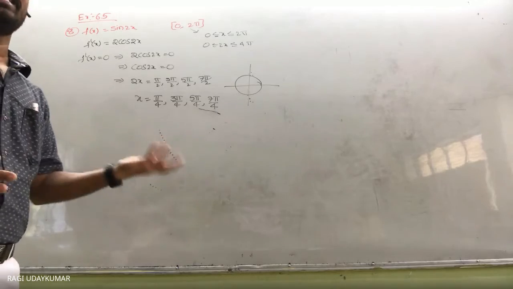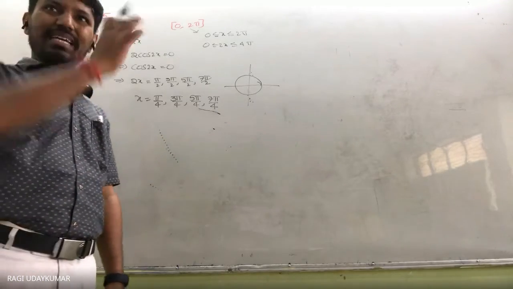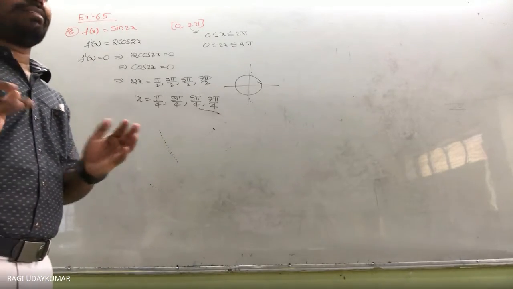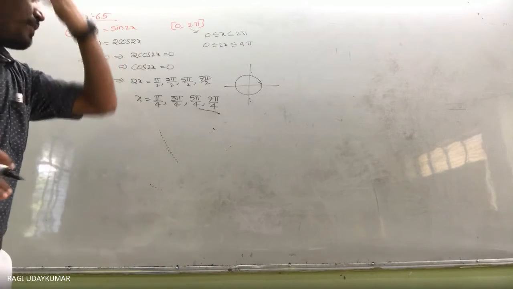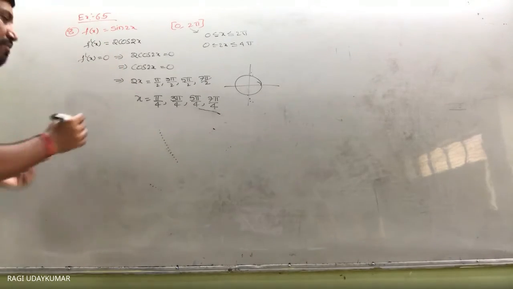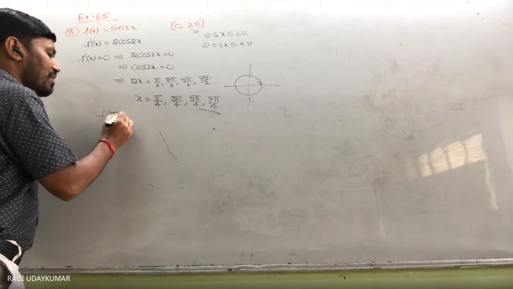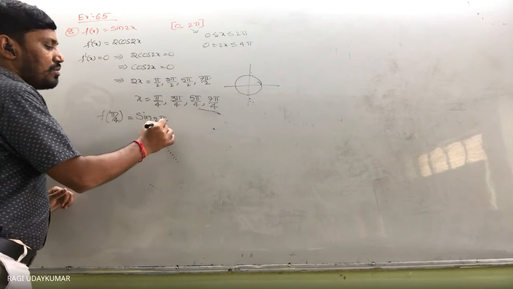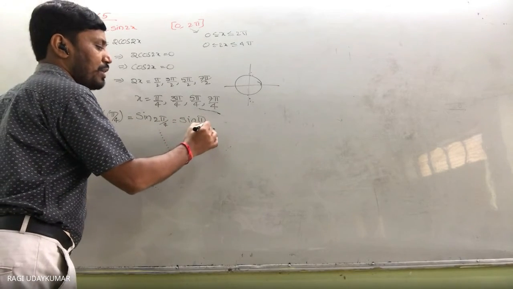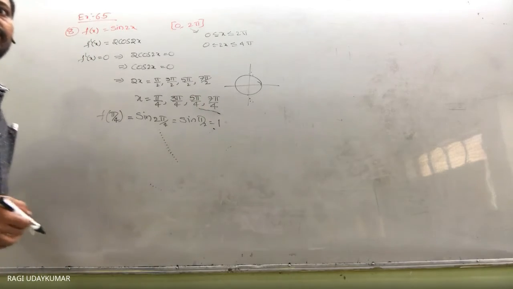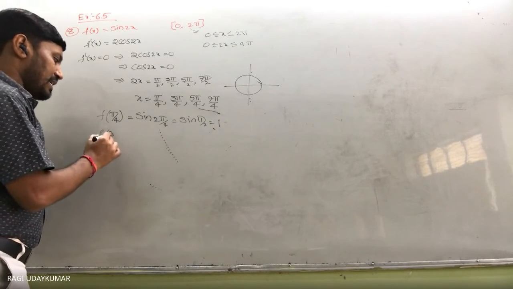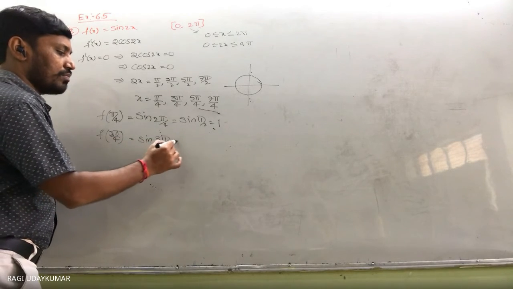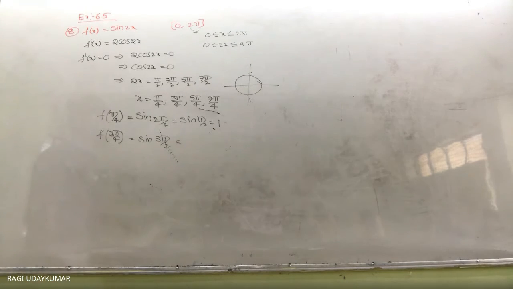Same concept, but here the critical points given to you are more, which means this graph gets smooth turning when you take sin 2x in the interval 0 to 2 pi. Okay, so what you have to do here: f of pi/4 is sin 2 pi/4, which is sin pi/2, which equals 1. Next, f of 3 pi/4 is sin 3 pi/2. What do we get?